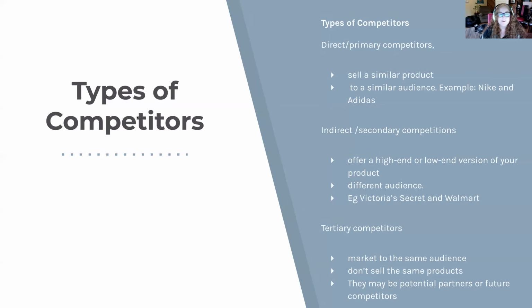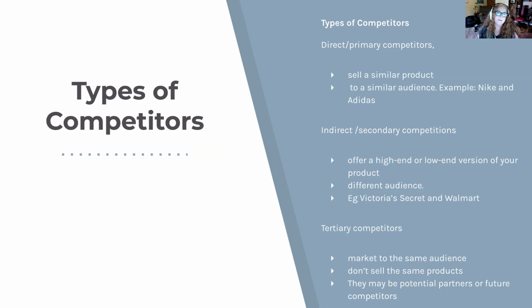Now, types of competitors, because there's a lot. What we're looking for is direct and primary. So they sell a similar product, they sell to a similar audience, like Nike and Adidas, or I don't know, Baskin Robbins and Haagen-Dazs, sort of things, right? Not that those people have similar audiences necessarily, but then you have indirect competitors.